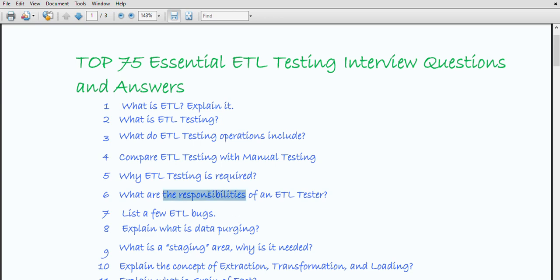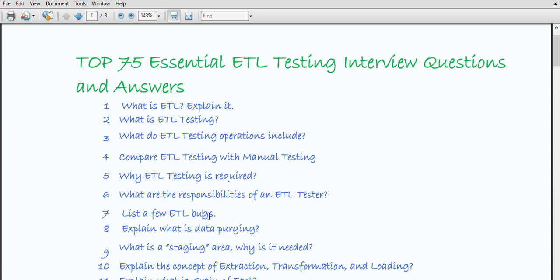Then, what are the responsibilities of an ETL tester? As an ETL tester, you must have in-depth knowledge of ETL tools and processes. Then you need to write SQL queries for various scenarios during the testing phase. You must be able to carry out different types of tests and keep a check on other functionalities, and you need to carry out quality checks on a regular basis. These are some responsibilities of an ETL tester.